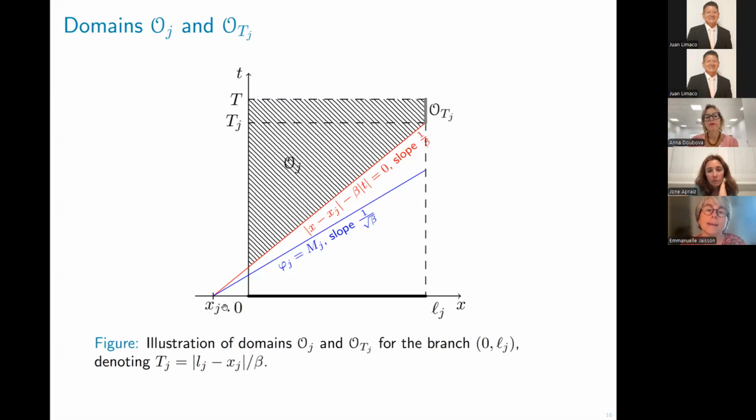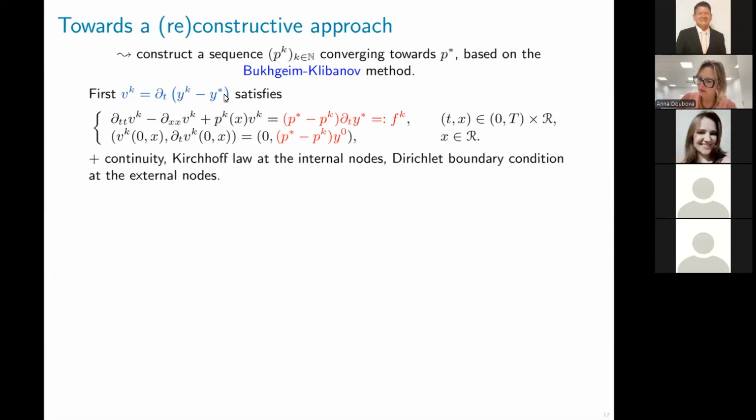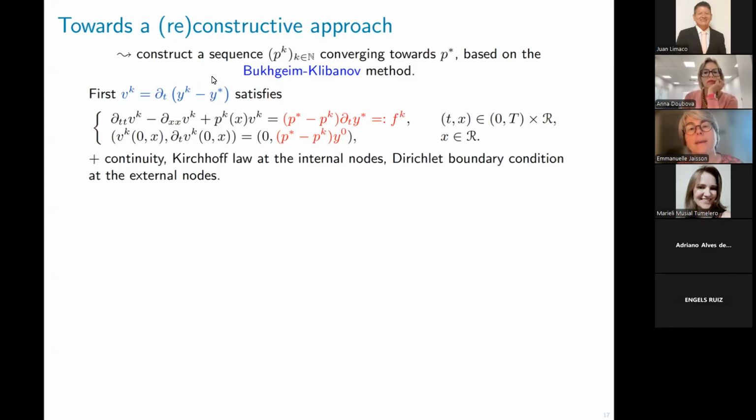Here you have this domain on all the edges, plus a new wave equation, and in the source term here, Fk is the difference between P star and Pk times the derivative in time of Y star. For the initial condition, Vk at time 0 is the derivative of Yk minus Y star at 0, but as I have the same initial condition, this one is equal to 0.